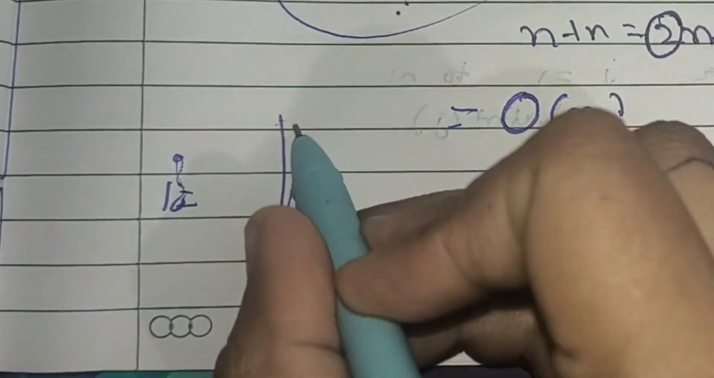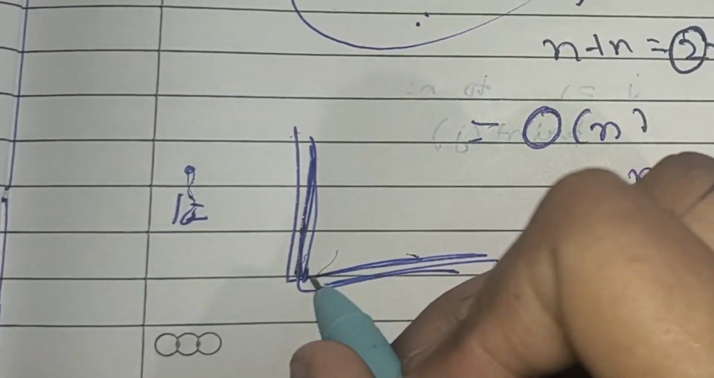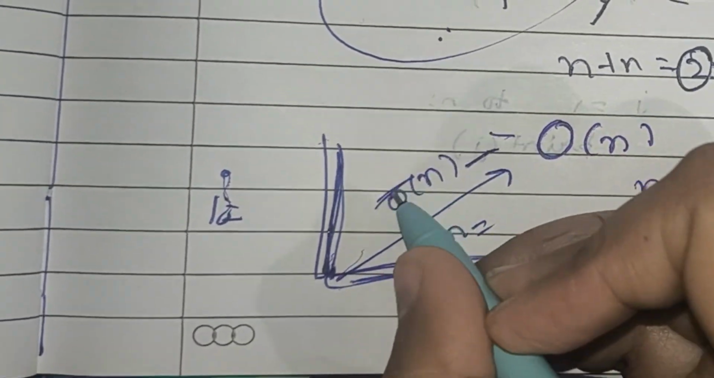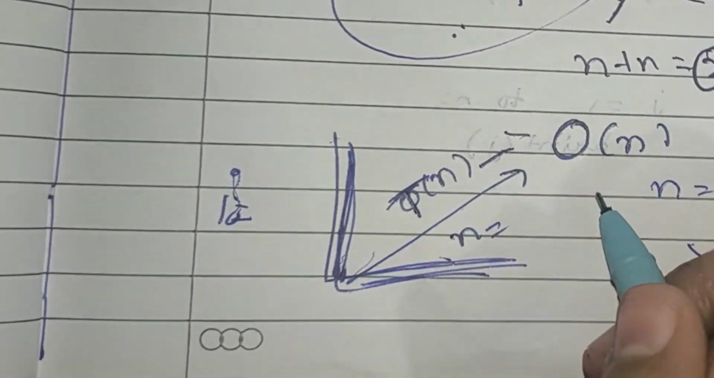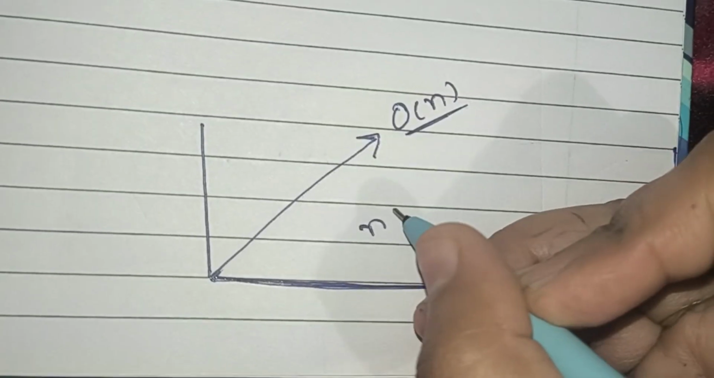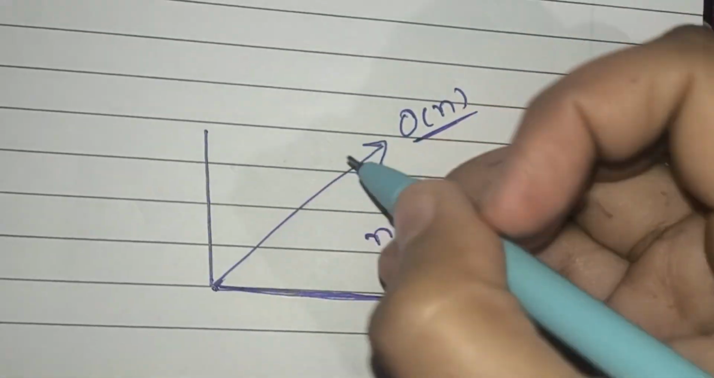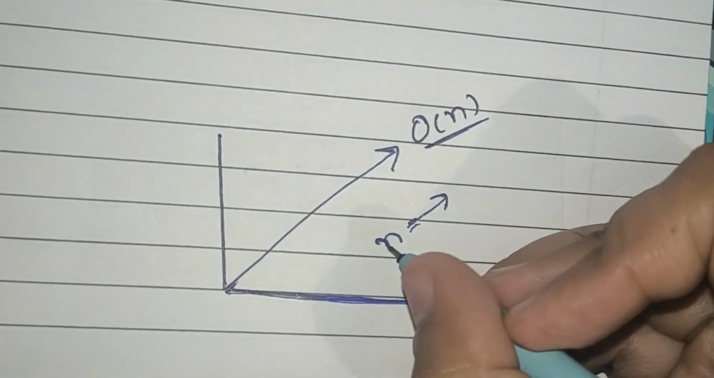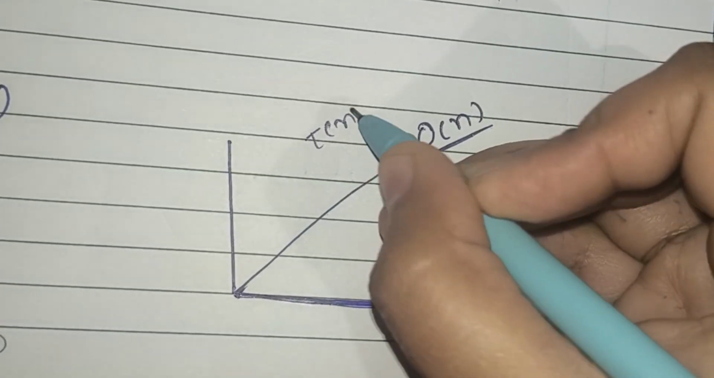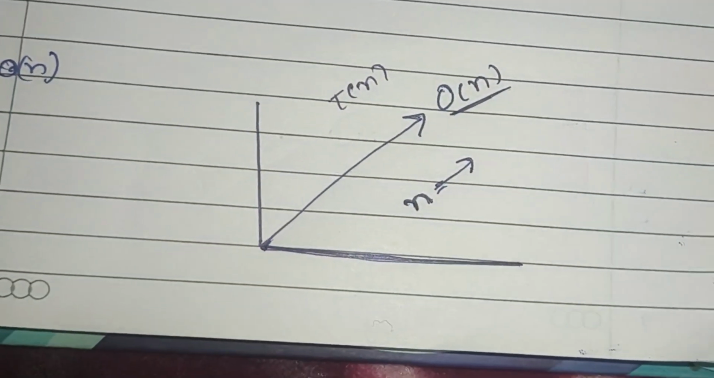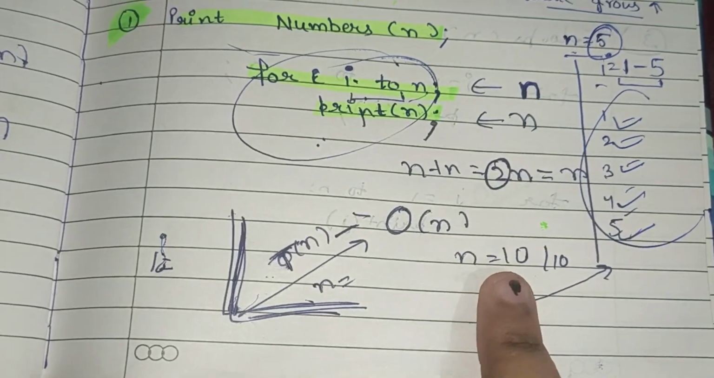If we draw it in a graph, it's like this. As n grows, time complexity grows linearly. So linear time complexity is when, with respect to n, the time complexity grows proportionally. This is called linear time complexity, and this is a good example of it.